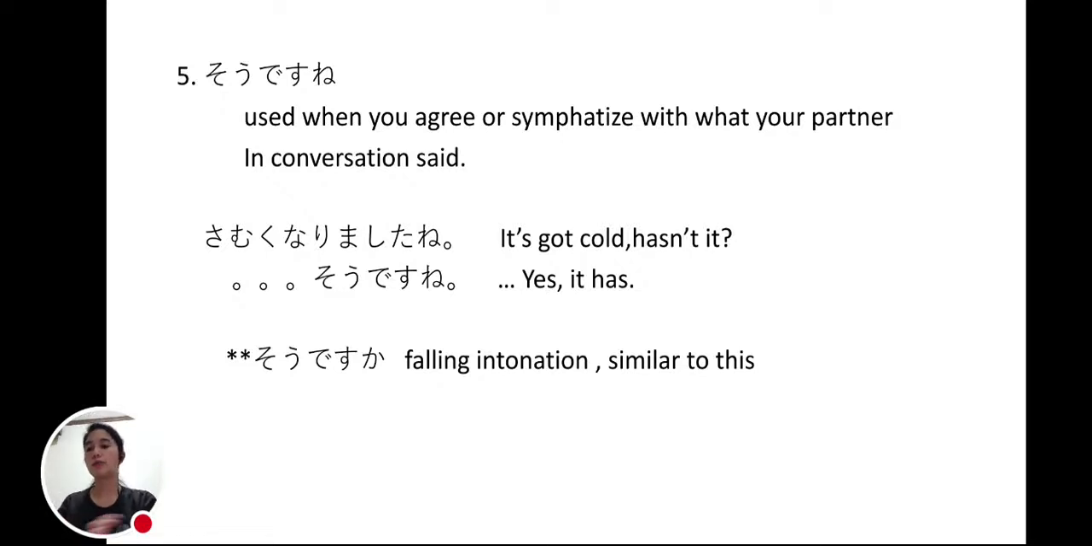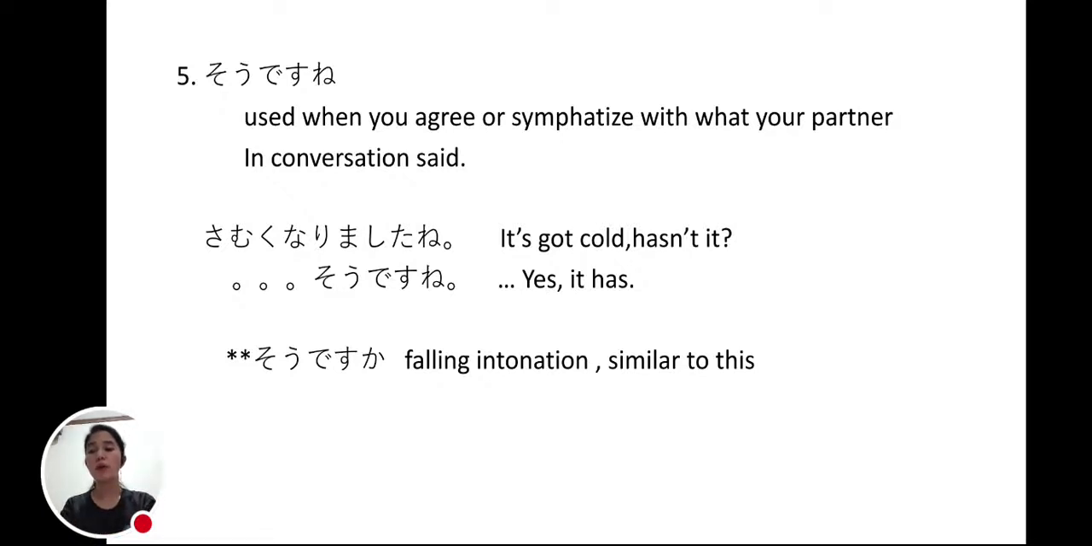Yes, it has. So desu ne. So desu ka. I see. Is that so? So desu ka receives new information and shows that he or she understands it. So it shows that you understand what she said to you.